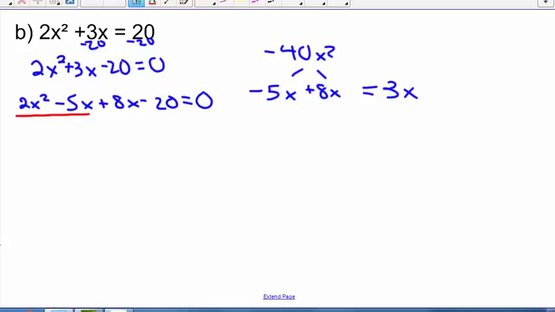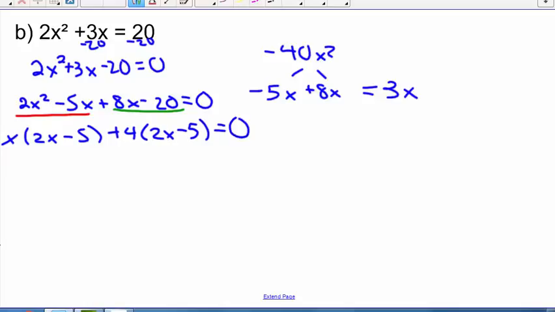I group my first two terms together. I pull out an x. I group my second two terms together. I pull out a 4. Notice, inside the parentheses, 2x minus 5 is the same in both of them. So I pull that out. On the left I have x plus 4 equals 0.